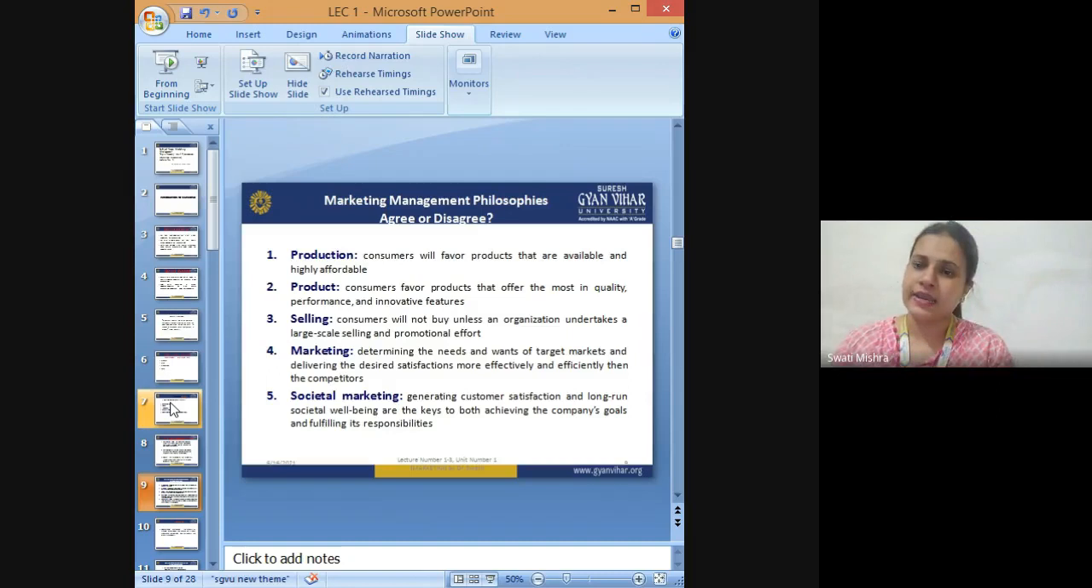Then comes your selling part. Consumers will not buy unless an organization undertakes a large-scale selling and promotional effort. Of course, because there are so many brands being hammered upon a customer. There are so many brands raising their hands in advertising and telling the customer to buy them. Then why would your brand be chosen by the customer? The simple thing is that your marketing efforts are truly better than anyone else's marketing efforts.